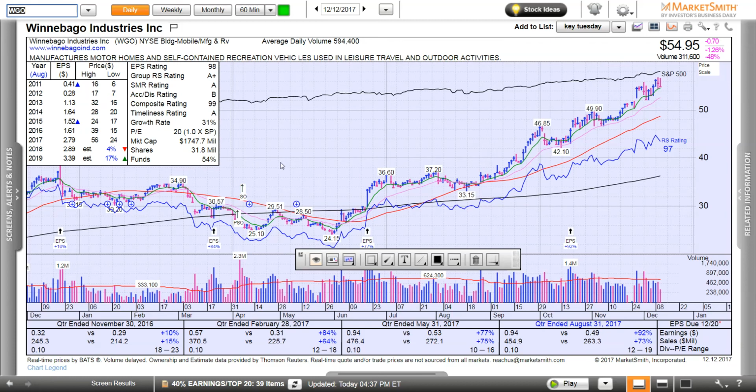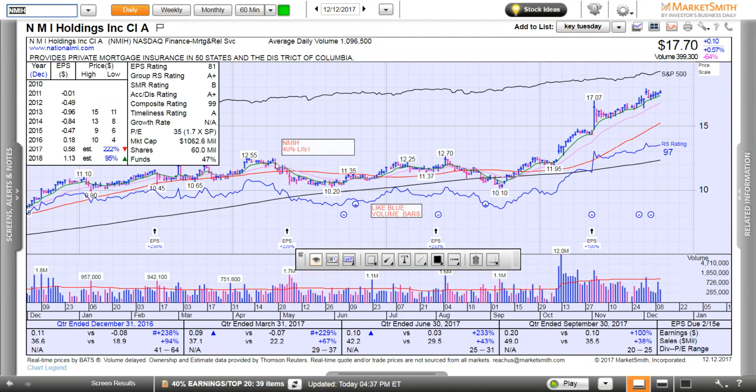You start from the big picture. I need to look for leading groups, and then I got to find leading stocks in those groups, and then I need to find clean and simple chart patterns so that I can get in them. That's what I'm looking for. A nice clean base, moving on up, almost a 50% gainer.